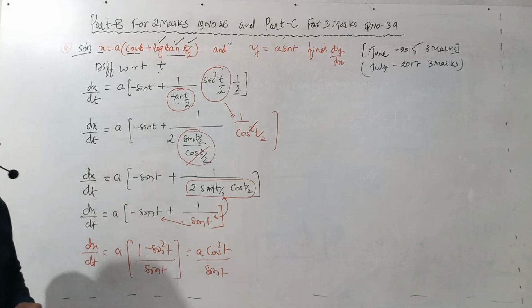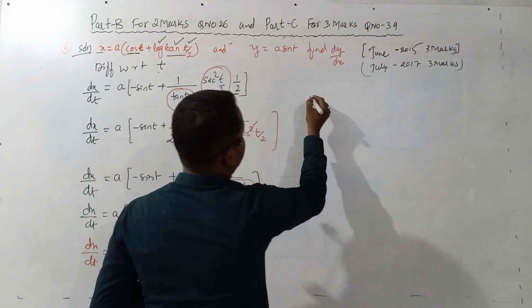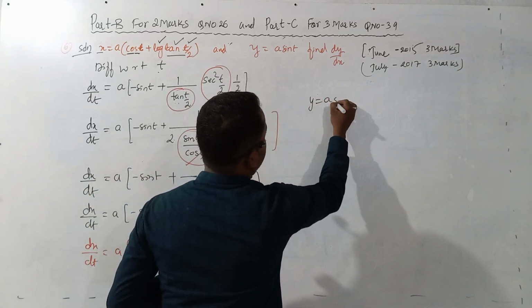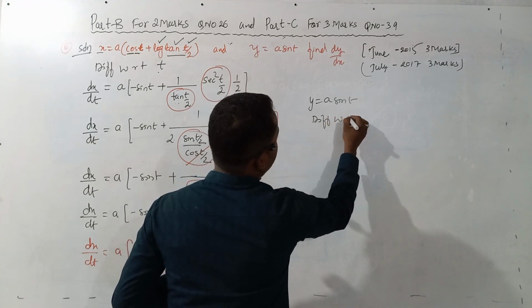Next come to y is equal to a sin t. Write the given function first. This one, y is equal to a sin t. Differentiate with respect to t.